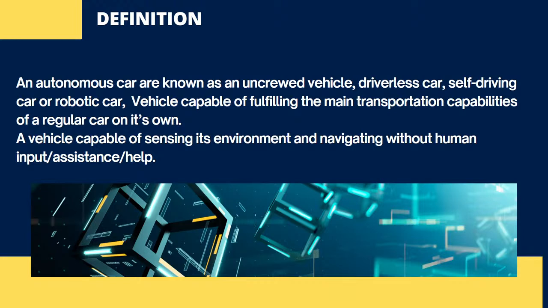Another point is that the vehicle is capable of sensing its environment and navigating without human input, assistance or help. So the vehicle should be able to sense the surrounding environment. In the morning Q&A session, somebody asked whether we can implement this in villages. That is actually possible, even if there is no proper road system. Still, we can implement autonomous driving.